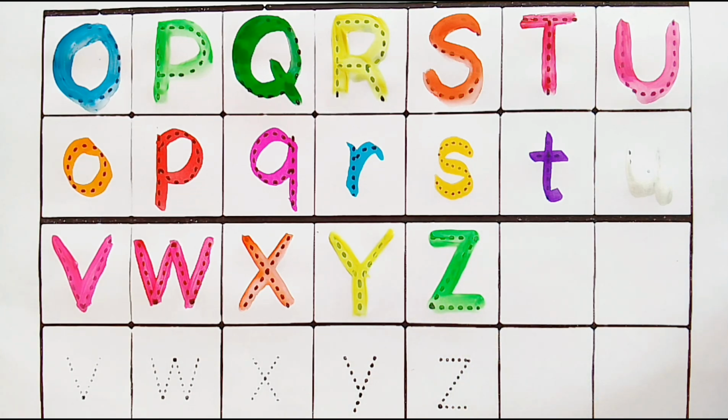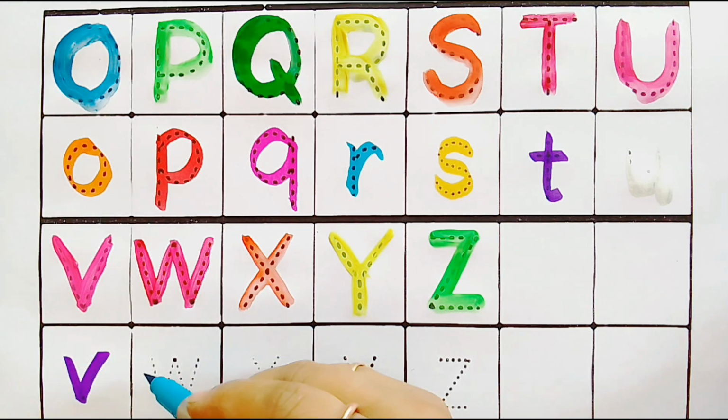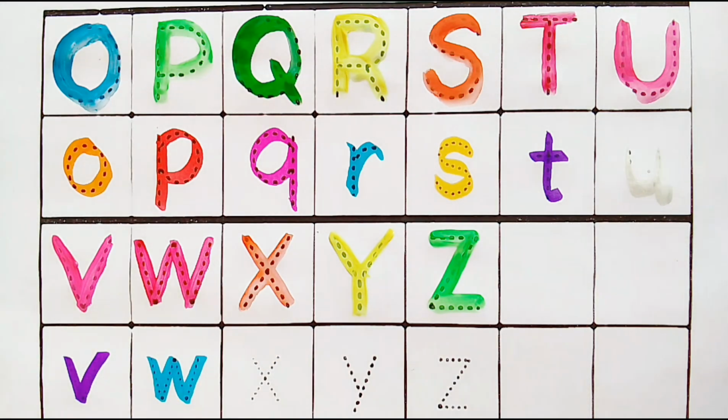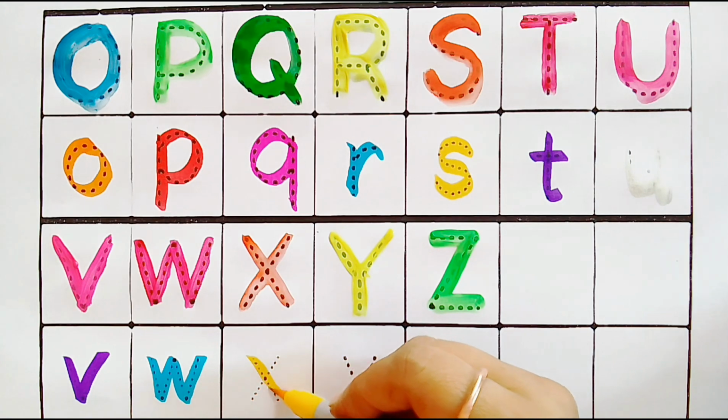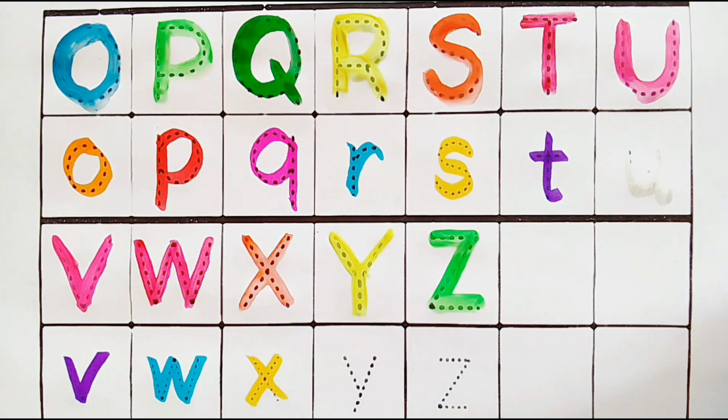Small letters. V, V for violin. W, W for watermelon. X, X for X-ray. Y, Y for yak. Z, Z for zebra.